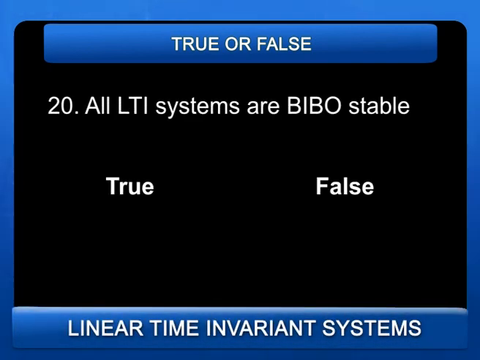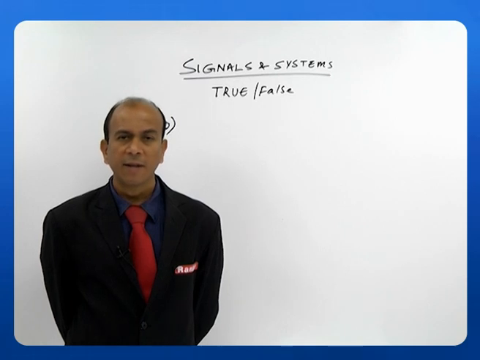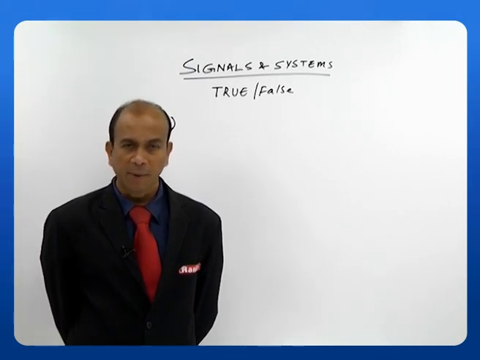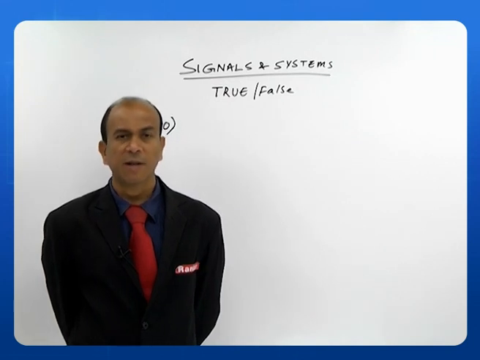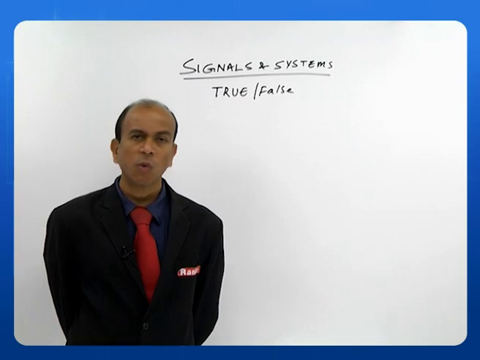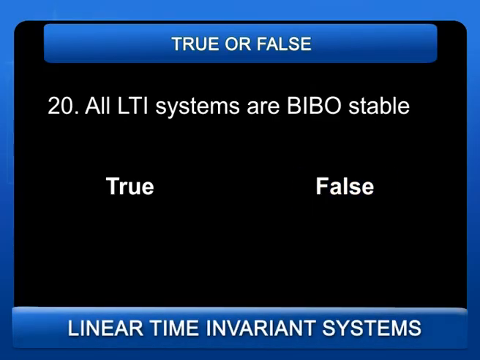Question number 20. All LTI systems are BIBO stable. All linear time invariant systems are bounded input, bounded output stable. This is again false, because this is not necessarily so. This is not a universally satisfied condition. So the answer is false.